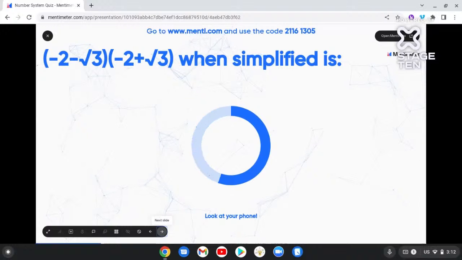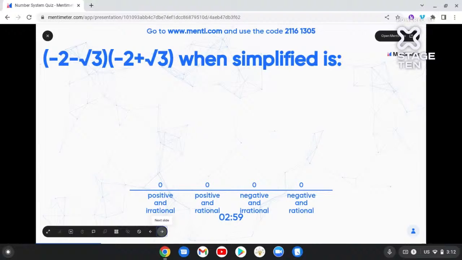So question number 1 says: minus 2 minus root 3 multiplied by minus 2 plus root 3. When we simplify this, what is the answer? Is it a positive irrational number? Is it positive rational? Is it negative rational? Or what is it? You have to tell me that. Alright, so let's see, you can solve it. It's a super easy question.